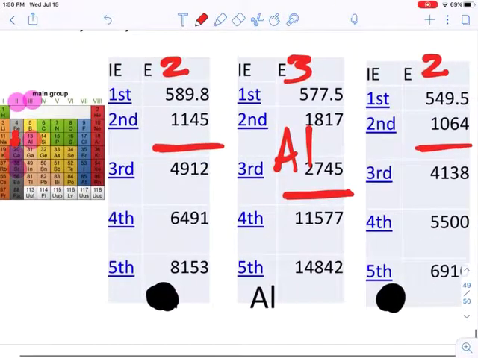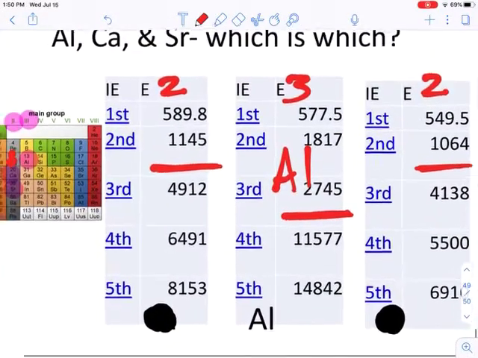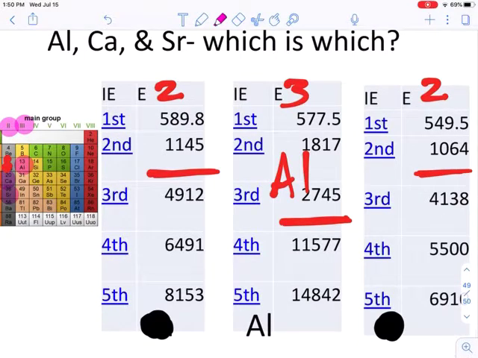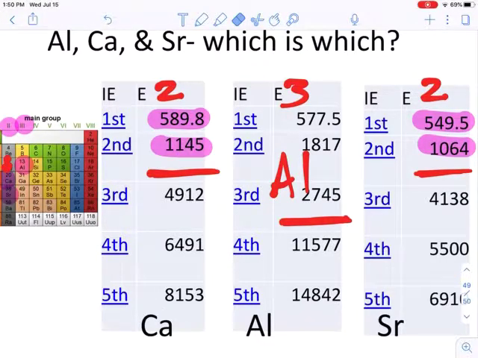Now both calcium and strontium are in valence 2 here, right? But strontium is further away, and if strontium is further away, then that means it should be less. So we take a look, this one is less than this one is less than this one. So yeah, that one's got to be the strontium, and that one has to be the calcium.